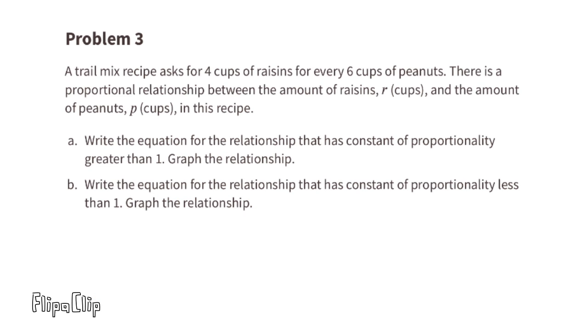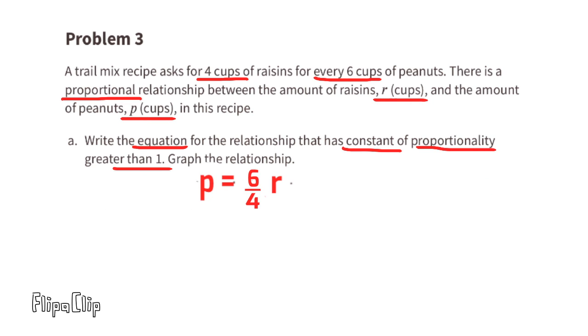Problem number 3. A trail mix recipe asks for 4 cups of raisins for every 6 cups of peanuts. There is a proportional relationship between the amount of raisins, R, cups, and the amount of peanuts, P, cups, in this recipe. A. Write the equation for the relationship that has constant of proportionality greater than 1. Graph the relationship. The amount of peanuts equals 6/4 times the amount of raisins. The equation reads P equals 6/4R.